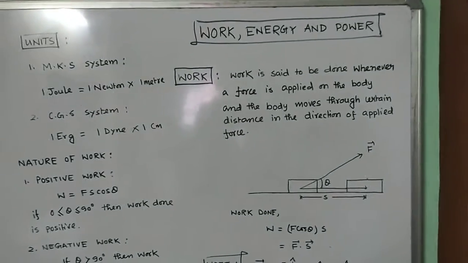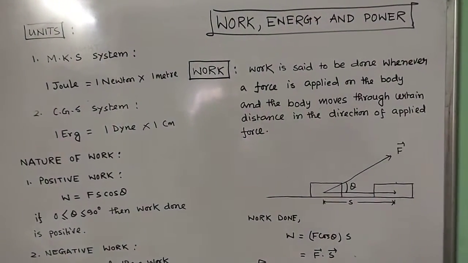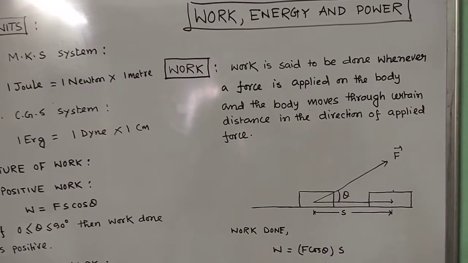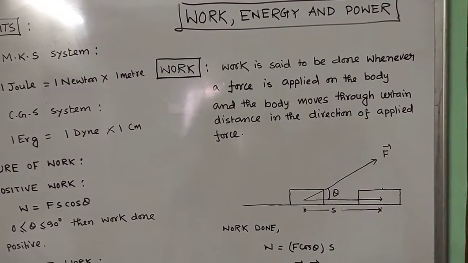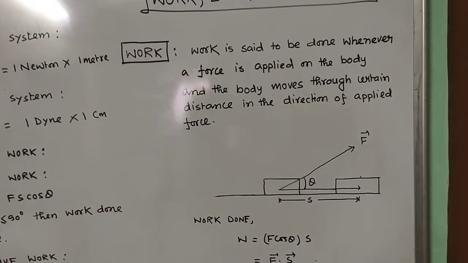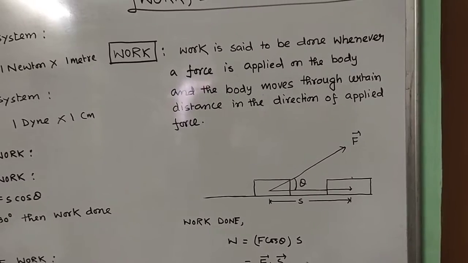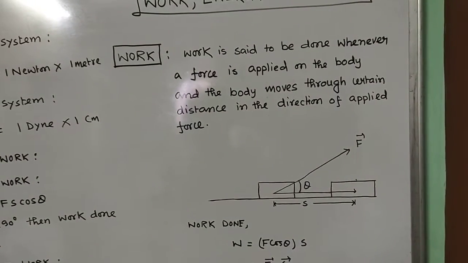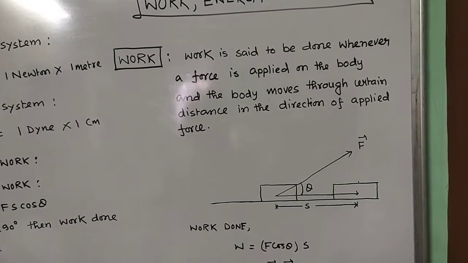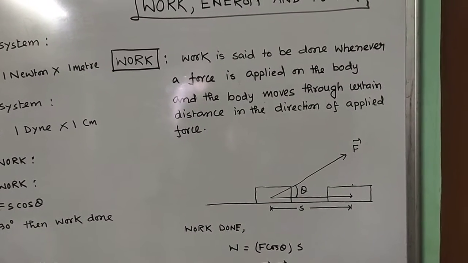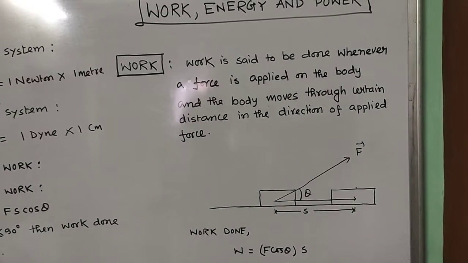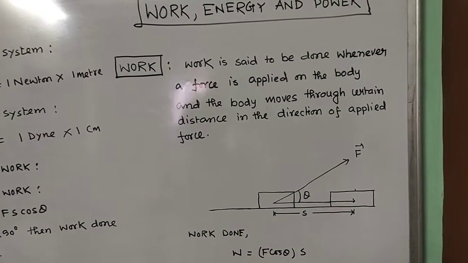So let me read out what we have written here. Work is said to be done whenever a force is applied on the body and the body moves through a certain distance in the direction of the applied force. Now you see in the figure, we have given a rectangular block. This is some kind of object, and we have applied a force F vector at an angle theta with the horizontal direction. Now when we apply force on this object, what happens? The object moves through a certain distance, as we have defined here S.